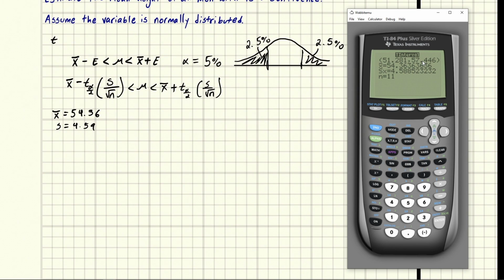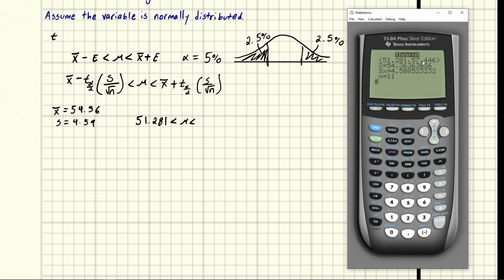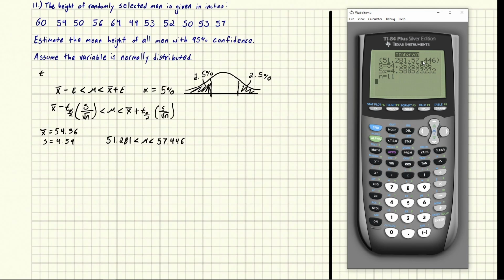So we're saying that the true average height of men for the population is somewhere between 51.281 inches. And depending on your teacher, you may or may not have to interpret this. And 57.446. So we're saying that we're 95% sure the true mean for the height of men is between these two numbers. And so we've narrowed it down somewhat.